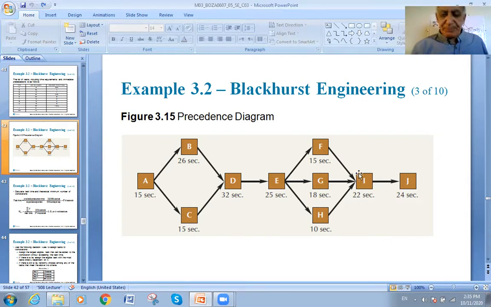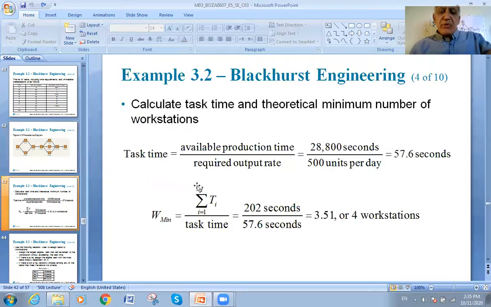So what you will do is task time equals available production time divided by the required output rate. The available production time is 28,800 seconds, and the required output rate is 500 units per day. This is all given in the example. You divide the available production time by the required output, and it will give you 57.6. This is the task time.